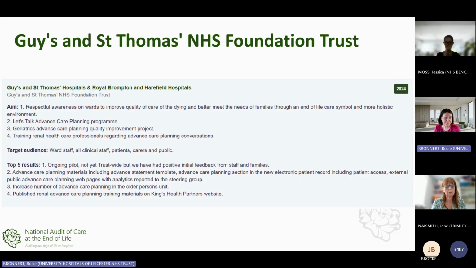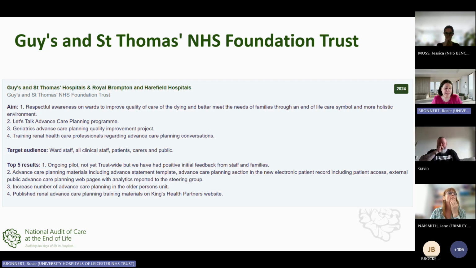Guy's and St Thomas's is one of our other projects. They have submitted work about a range of different areas, and we're focusing today more on the next slides on their Let's Talk advance care planning information. But they've also provided an update that the respectful awareness work on the wards, which improves awareness that there are people who are dying and that those people and their families may have needs, through the presence of a symbol, has now been rolled out trust-wide.